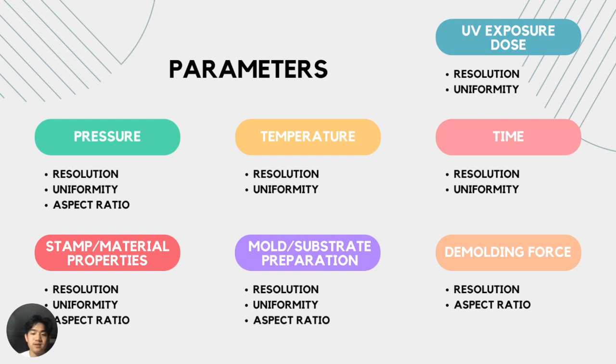For uniformity, careful adjustment of parameters, including temperature, pressure, cooling rate, and some material properties, helps achieve uniform feature dimensions and avoid variation across the substrate. And the last one, aspect ratio. The aspect ratio, which refers to the height to width ratio of features, can be influenced by parameters such as pressure, stamp stiffness, and material flow properties. By optimizing these parameters, it is possible to achieve higher aspect ratio without compromising feature fidelity or inducing defects.